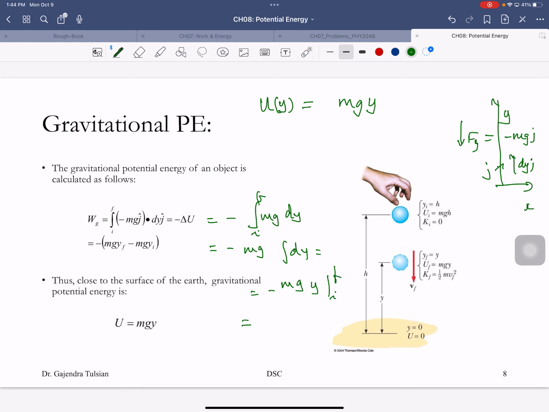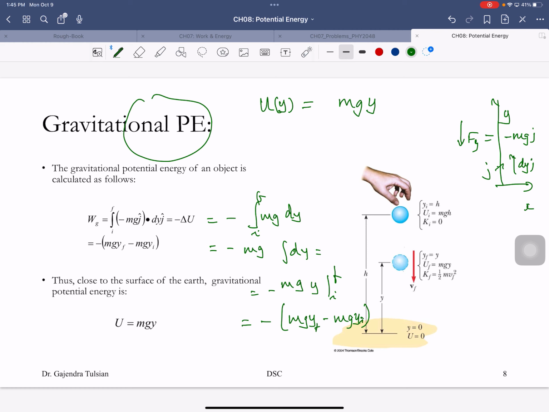So from initial to final, we get minus mg y final minus mg y initial. And that is the potential energy function. So U, the potential energy function, is mgy. So the gravitational potential energy is mgy. When is this valid? When we were doing the integrals, you pulled out g. When can you pull out g? If it's a constant.